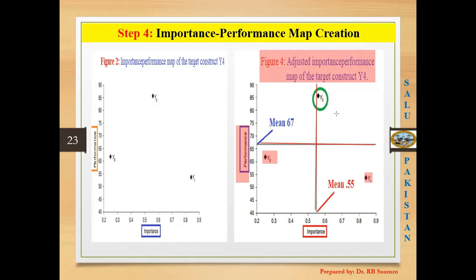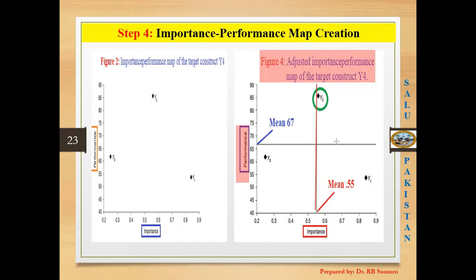Generally, whenever a variable's location is within this region, it is wonderful from both the importance point of view and the performance point of view. There is no problem. One mean is 0.55, which means it is higher than 0.55, and this other mean is 67, so again it is higher than 67.